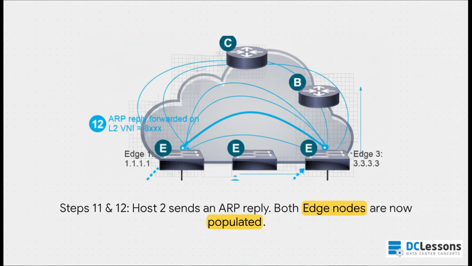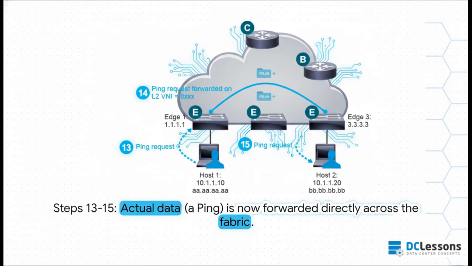Now here's the key. Both switches have cached all the info they need. The data path is now built. For this specific conversation, the control plane can take a coffee break. And here it is, the payoff for all that prep work. Host 1 sends its actual data, let's say a ping request. Edge 1 doesn't have to think. It already knows exactly where to send it. It wraps the ping in VXLAN, fires it off directly to Edge 3, which unwraps it and delivers it to host 2. The data just flows, seamlessly and efficiently, right across the Fabric.